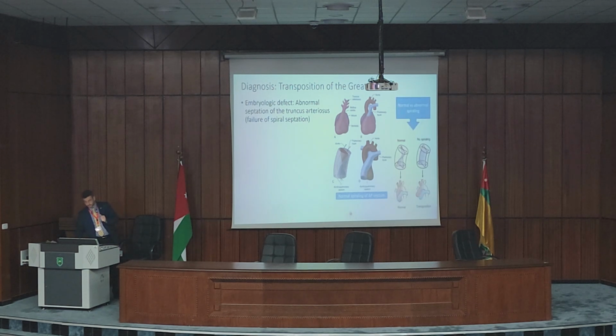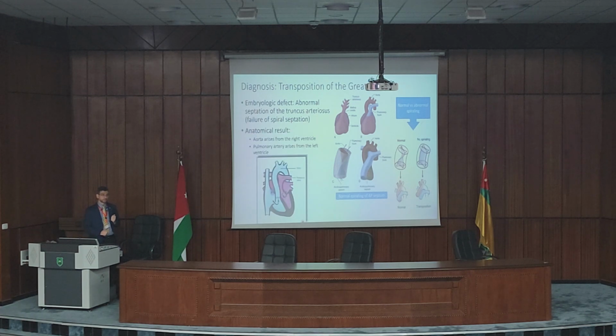If the septation happens without spiral movement, you will get two parallel vessels and the aorta remains anterior, arising from the right ventricle, and the pulmonary remains posterior, arising from the left ventricle. So you will end up with transposition of great arteries. So this is transposition of great arteries. The left ventricle gives rise to the pulmonary artery, and the right ventricle gives rise to the aorta.